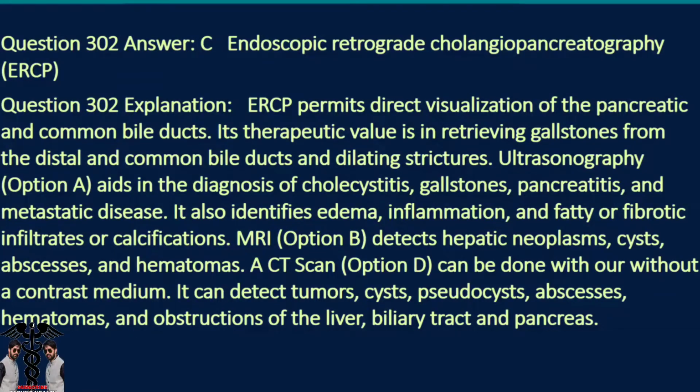MRI, option B, detects hepatic neoplasms, cysts, abscesses, and hematomas. A CT scan, option D, can be done with or without a contrast medium. It can detect tumors, cysts, pseudocysts, abscesses, hematomas, and obstructions of the liver, biliary tract and pancreas.